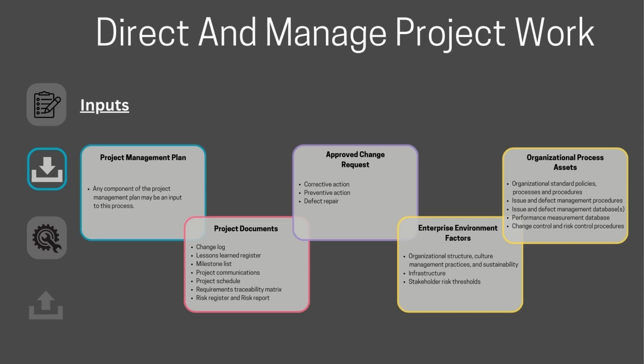Now, you might ask, where do the disapproved change requests come from when I am in the direct and manage project work process? This process comes after the development of the project management plan. If you visualize the entire project, there might be some deviations found at any point during the project. These deviations can be identified during monitoring and control processes such as auditing or testing. These need to be corrected and corrective action must be taken.